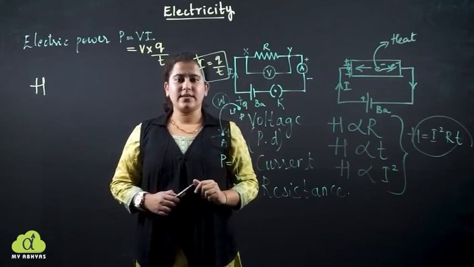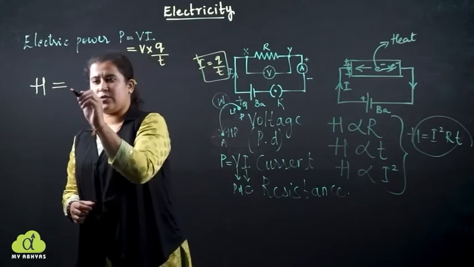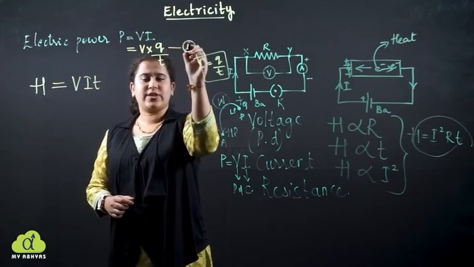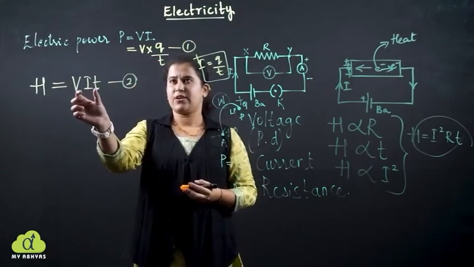So now I'll take another factor here, that is equal to V I into T. Take this as the first equation and this as the second equation. So why did I put I? V into I is similar.